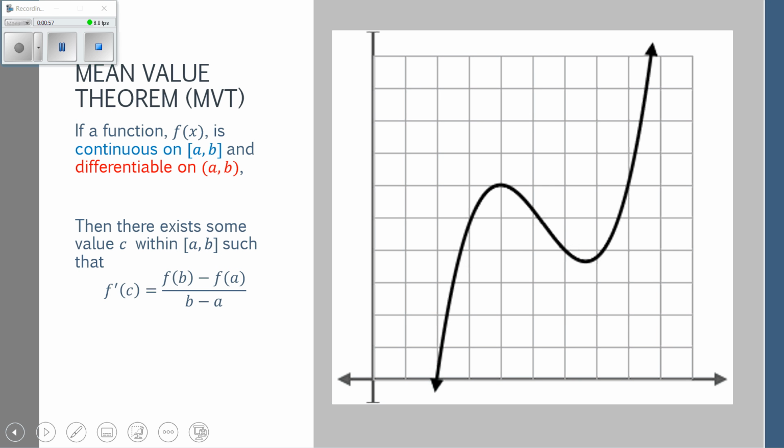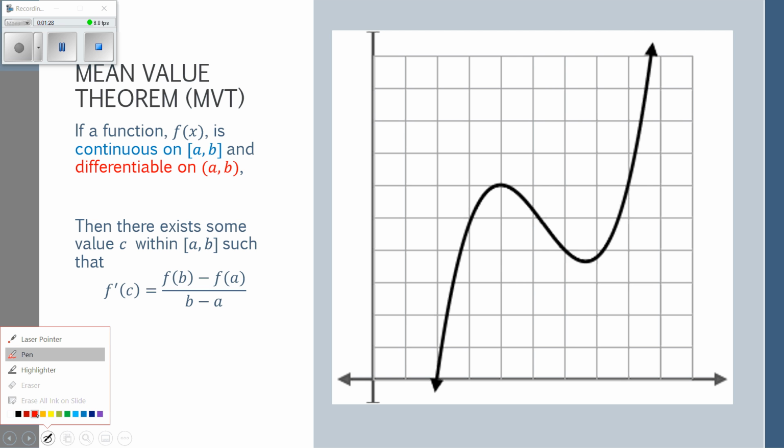So the mean value theorem, or MVT, like our other theorems, it's really, really important that we pay attention to the hypothesis because we have to show that we're allowed to use the theorem before we actually use it. So the hypothesis of the mean value theorem says that I have to have a function that's continuous on a closed interval and differentiable on the open interval. So we have two things we have to check here. I have to be continuous on a closed interval and differentiable on the open.